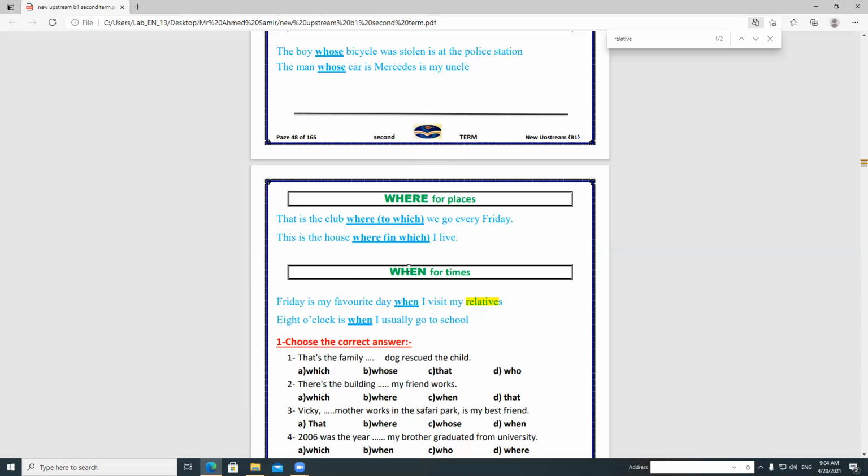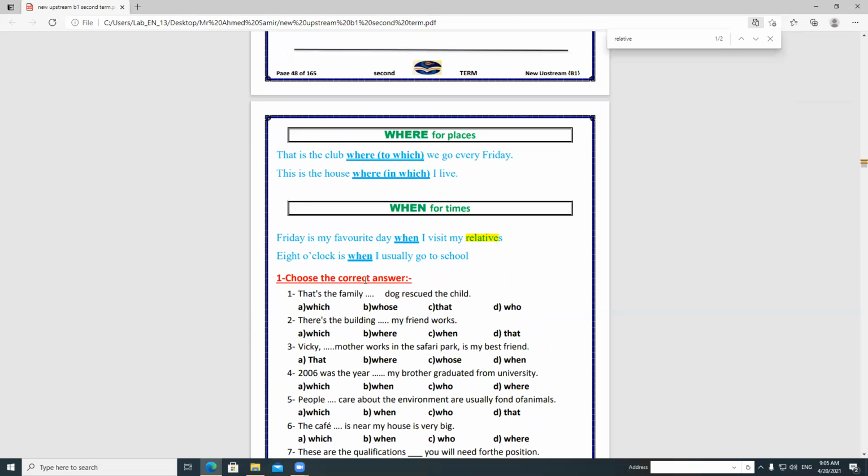The next pronoun is when. You use when for times, when we talk about time, yes. So Friday is my favorite day when I visit my relatives. So Friday, I'm talking about a day of the week. So I am using when because I'm talking about time, which is Friday. So Friday is my favorite day. I'm talking about the day. So it is time. So I have to use when. And here, 8 o'clock is when I usually go to school. So I'm talking about time also. So I used when for the answer. Okay. Let's solve some examples.